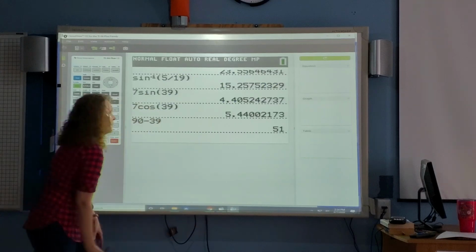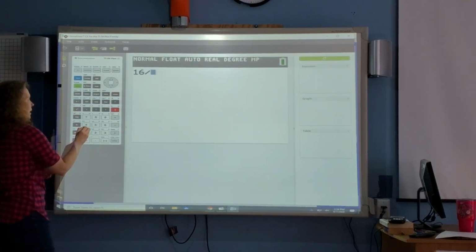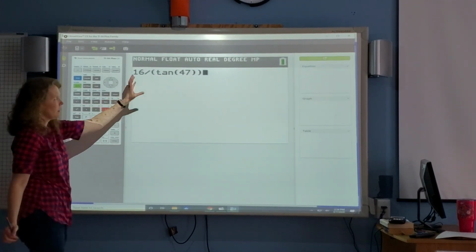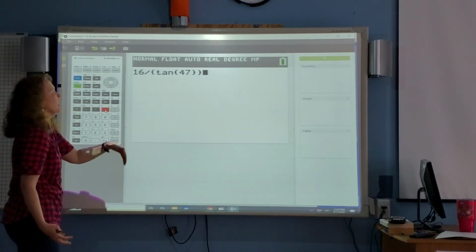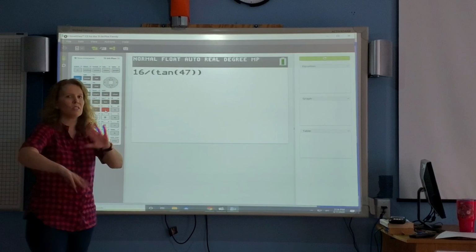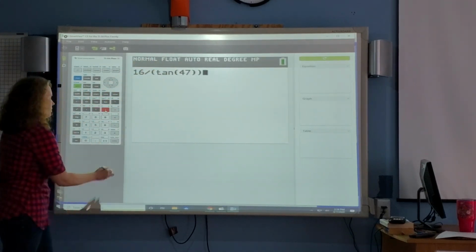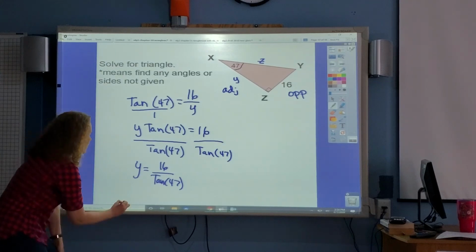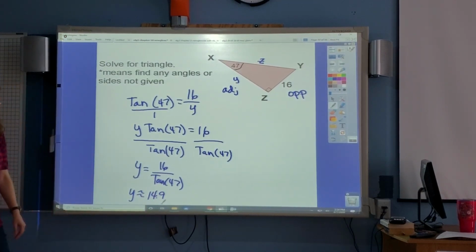So let me show you how to do that one. So put in 16 divided by, and I'm a little conservative when I do this. I like to put a complete big parentheses around the tangent of 47. Guys, you gotta realize tangent 47 is just a decimal. It's just a decimal. But I need to do 16 divided by that decimal. And then here it comes. 14.9. So we're going to come back and say that side is about 14.9.